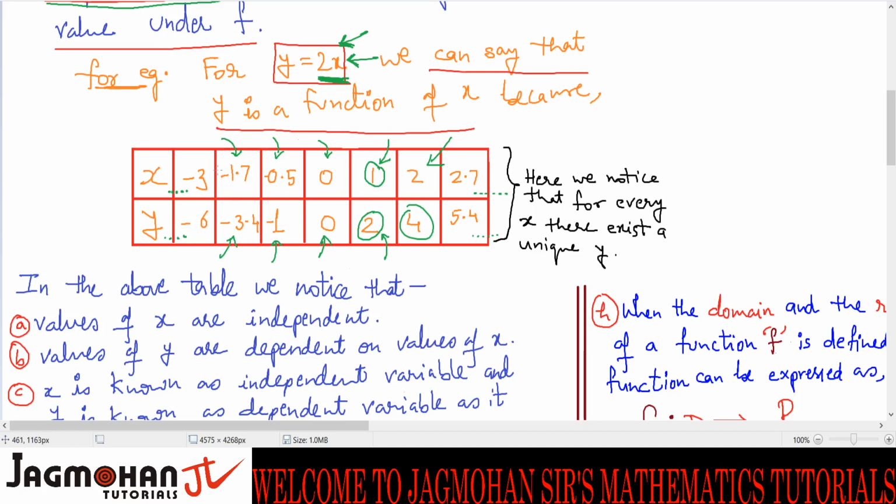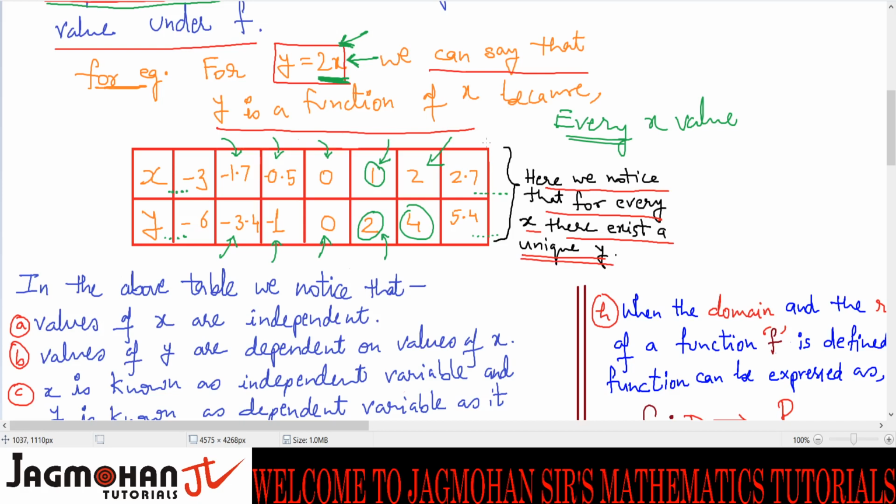So what you understand is, for every x value, see, that word every is coming here. The moment you think of one x value for which the function is defined, for that x there exists a unique y. Here we notice that for every x, there exists a unique y.